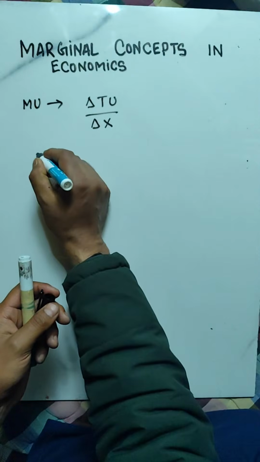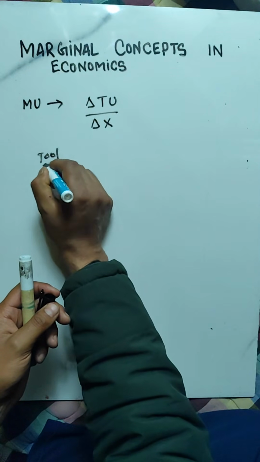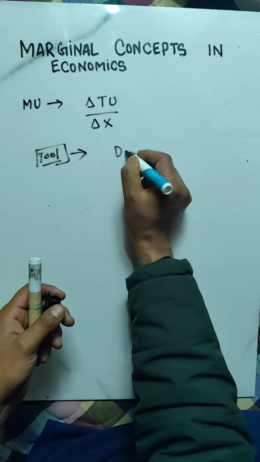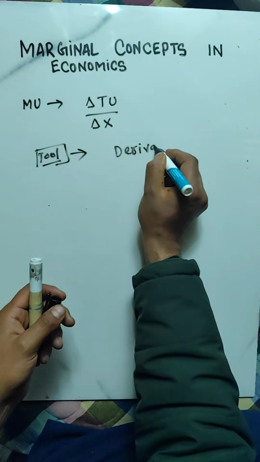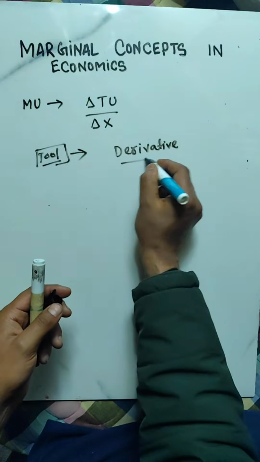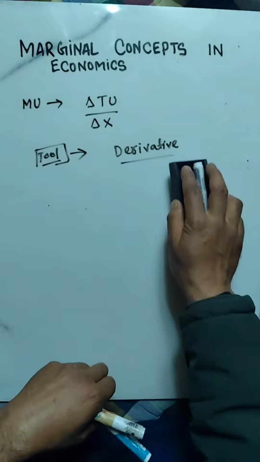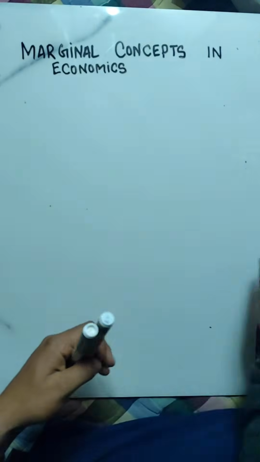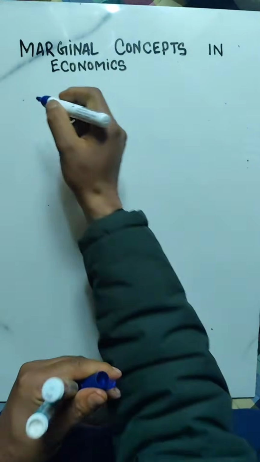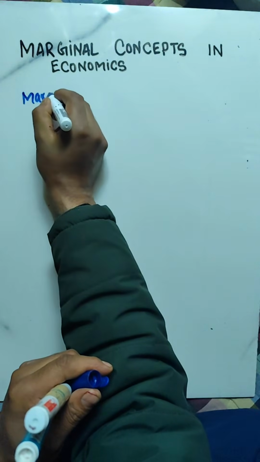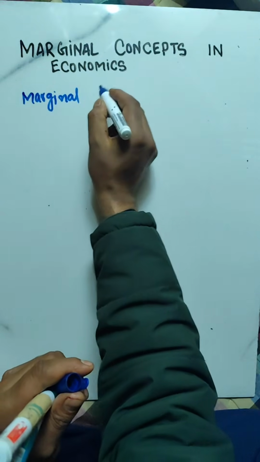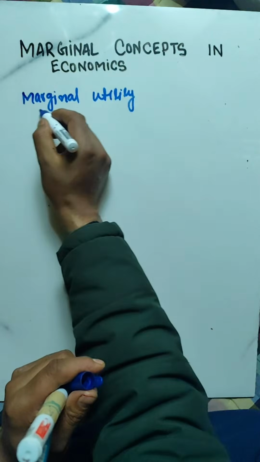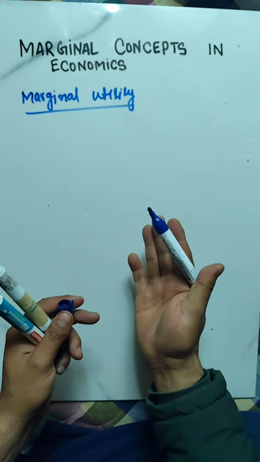Now, what is the tool to find out this change? We call that the derivative. So we have different kinds of marginal concepts. First is the marginal utility. Now what is marginal utility?